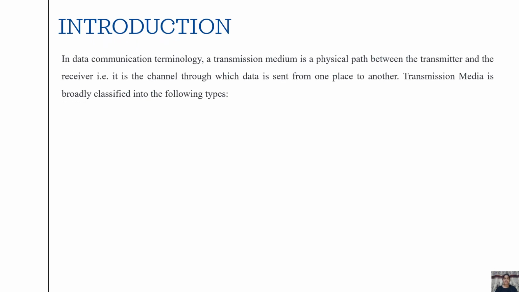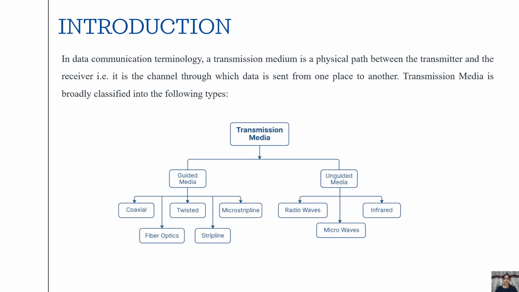Introduction. In data communication terminology, a transmission medium is a physical path between the transmitter and the receiver. That is, it is the channel through which data is sent from one place to another place. Transmission media is broadly classified into the following types. Transmission media has two types, that is guided media and unguided media.